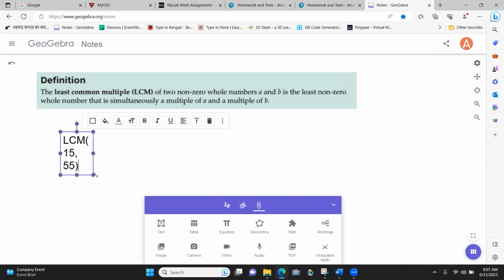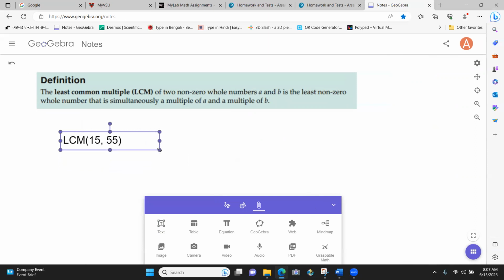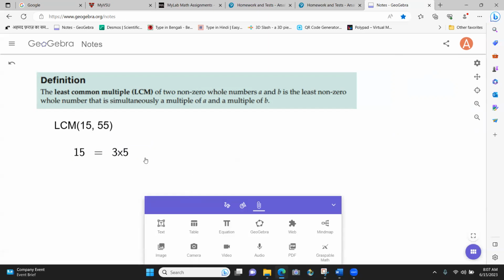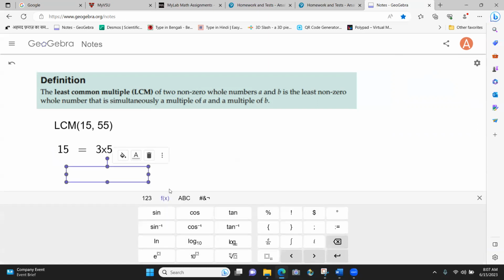How do we find the lowest common multiple of 15 and 55? Well, I actually grabbed a difficult example, but let's work on it. Okay, so how do we find it? Let's express 15 as 3 times 5. And the good news is they're both prime. And 55 as 5 times 11.